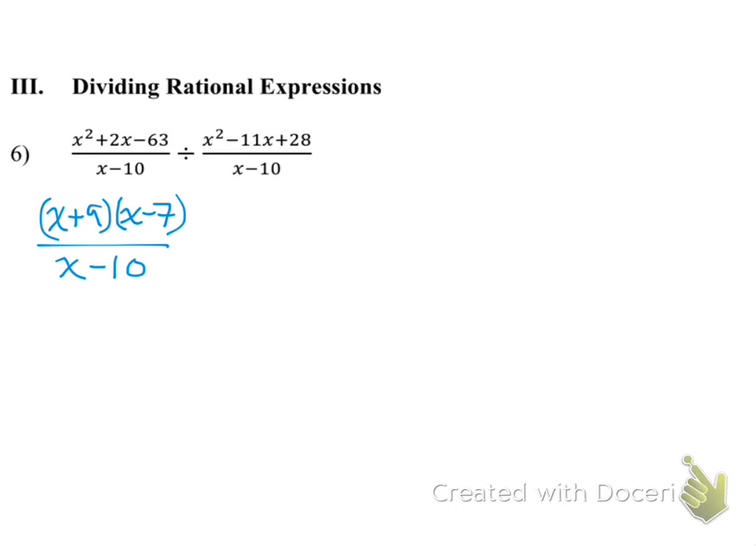Since I had to rewrite the first one anyways, I went ahead and factored the top. I'm going to change this to multiplication, and now I need to flip this fraction here. But since I got to flip, I'm still going to go ahead and factor this. I just know it's going to go on the bottom. So now since I flipped this, this top is now this bottom, but it's been factored. And then we have the x minus 10 on top.